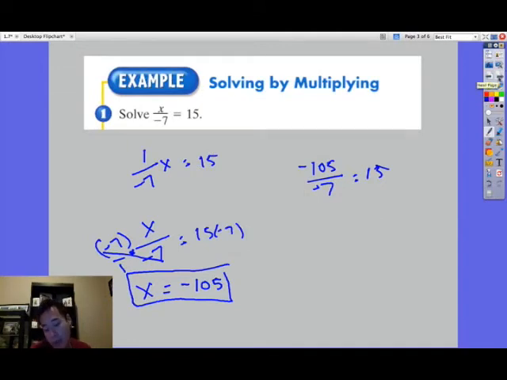Now if you put the answer as positive 105, that would be incorrect. Remember, you still go back to the triangle that we worked on in class, the negative and positive triangle.